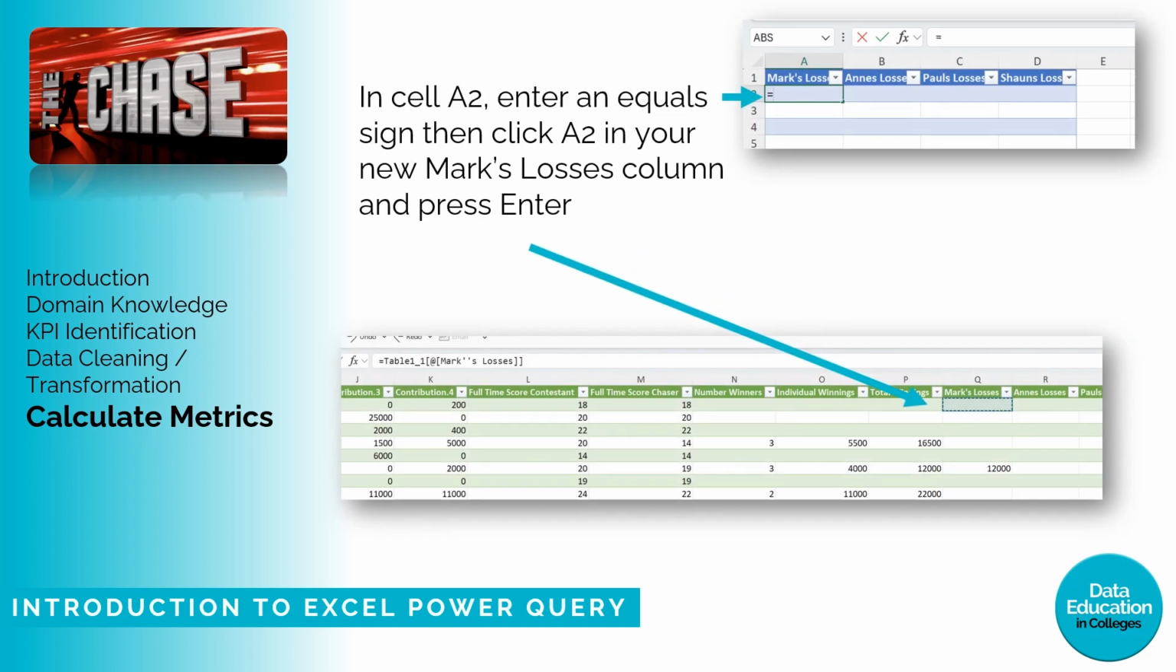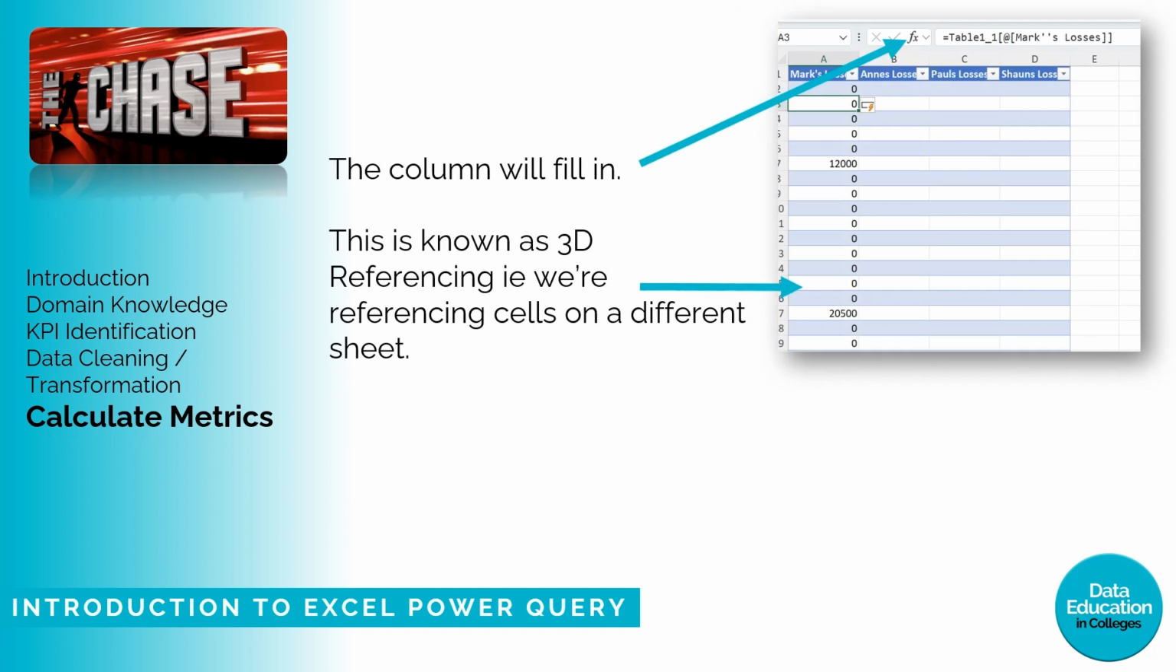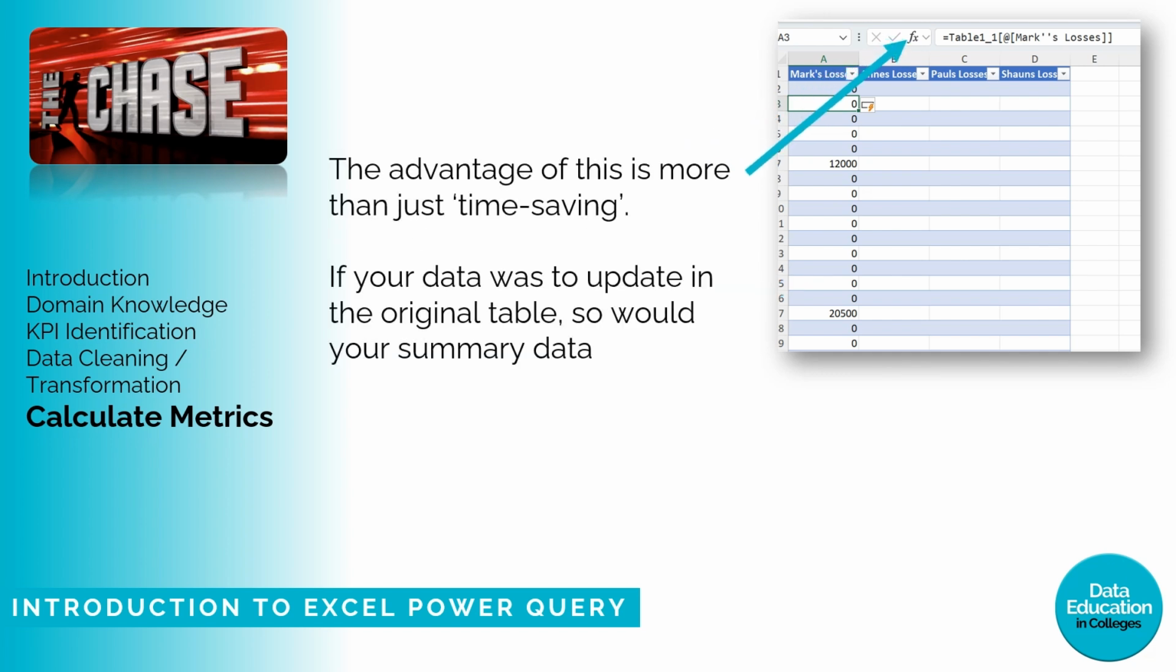In A2, enter an equal sign and then click A2 in your Mark's losses column. We want to drag the data through to our summary sheet. It's called 3D referencing, and this is where we're referencing cells on a different sheet. It's not just time saving. If your data in the original sheet updates, so does your summary.